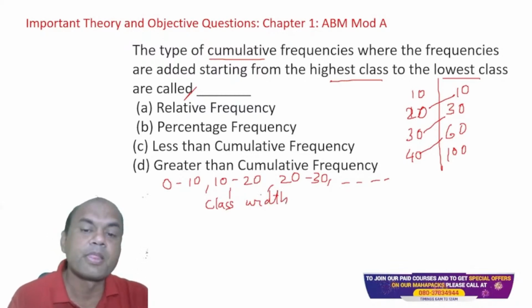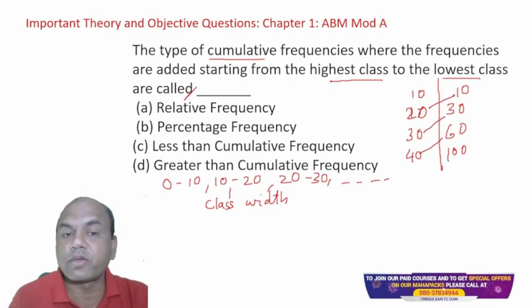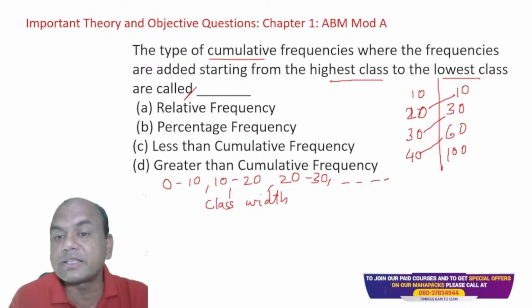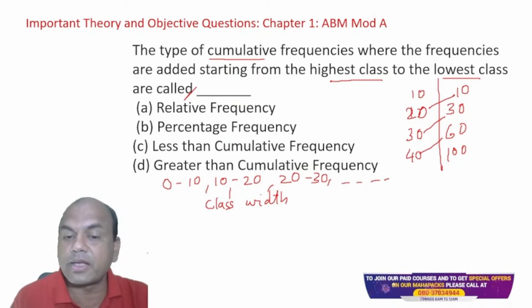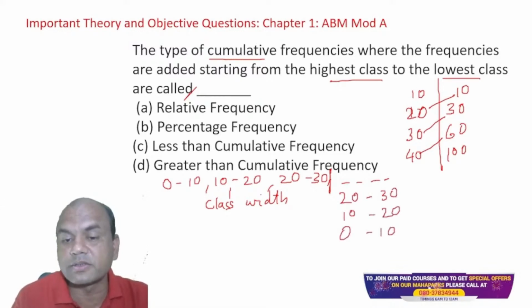Okay, now what is the question? Where the frequencies are added starting from highest class to lowest class. So what will I do? When I arrange this, I'll be arranging it accordingly here. Suppose we take only these three classes up till now: 0 to 10, 10 to 20, 20 to 30. If I want highest to lowest, how will I arrange them? I'll arrange them in this way: 20 to 30 first, then 10 to 20 next, and 0 to 10 next. Here, highest to lowest I'm going. So I'm going to the lower side.